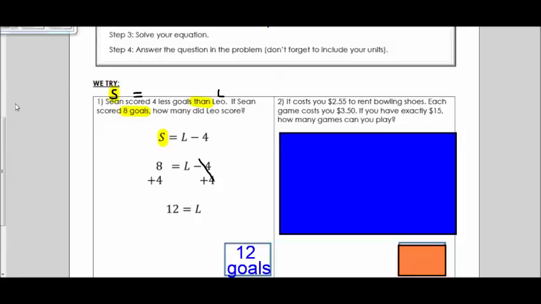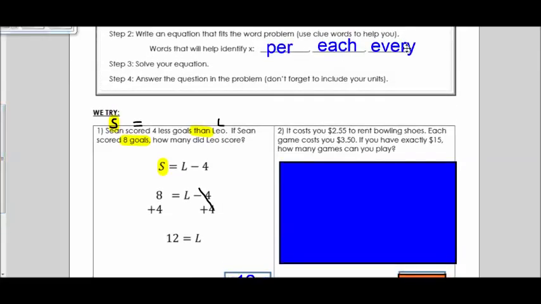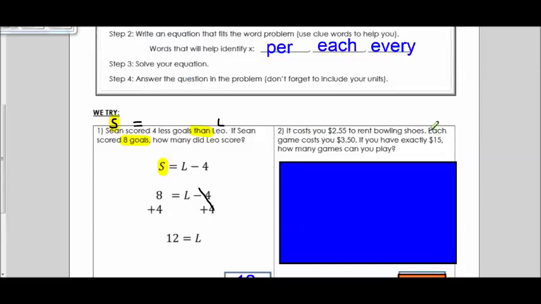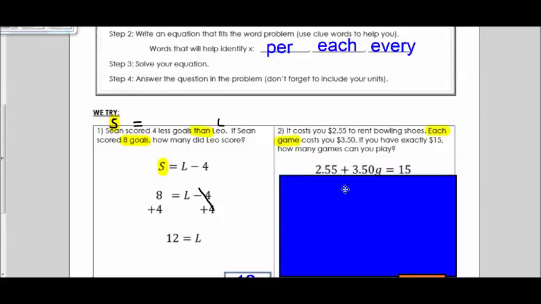So the first thing I want to think of here, or that I noticed here, is that it has one of these words that's going to help us figure out where the x goes. So if we look, it has each game costs you $3.50. The bowling shoes, you're only renting the bowling shoes once. You don't have to pay for them every game. It's just $2.50 to rent the bowling shoes. So when we set up our equation, it's going to look like this.